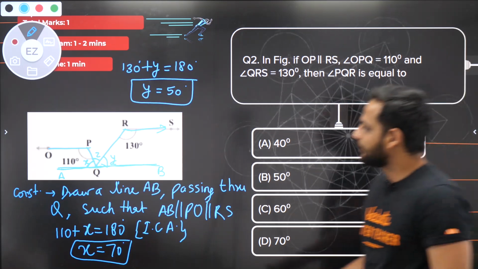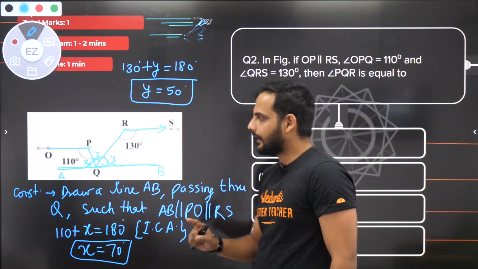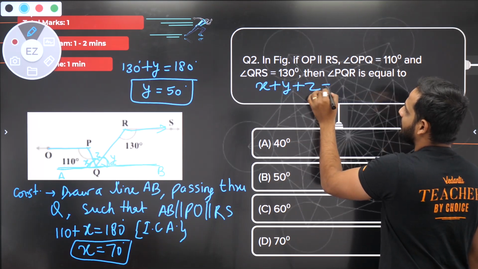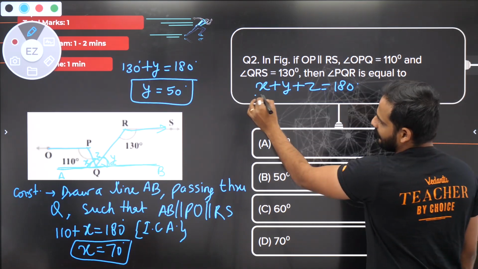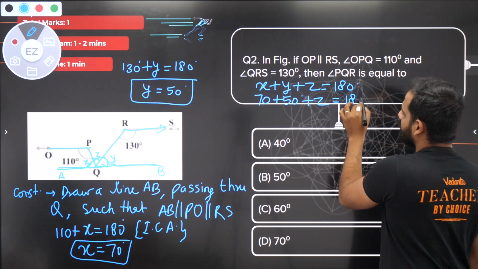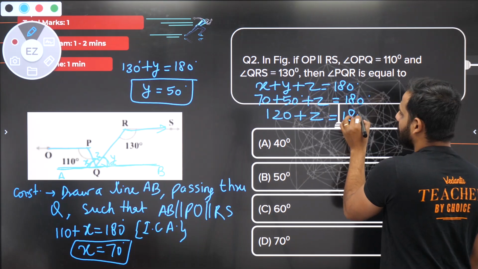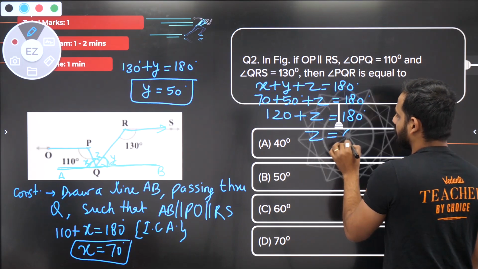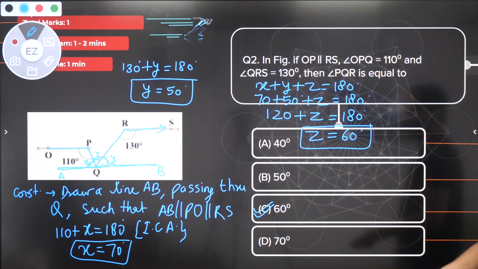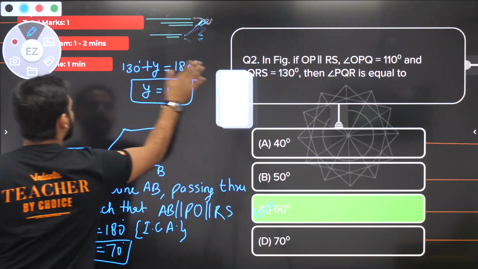PQR only. Now you can see clearly, bachcho, if AB is a straight line, the sum of all three angles should be equal to 180 degrees, right? So I can say that X plus Y plus Z should be equal to 180 degrees. X is 70, Y is 50, plus Z is equal to 180 degrees. You'll be getting 120 plus Z is equal to 180 degrees. That means Z is equal to 180 minus 120, which is 60 degrees, right? So the correct answer is option C, which says that the value of this angle PQR is equal to 60 degrees. Okay.